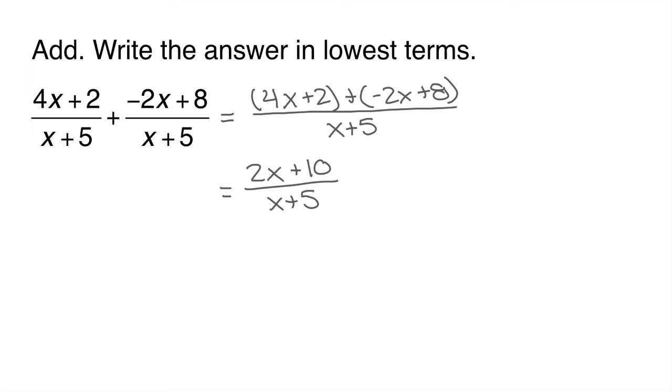Now we'll factor the numerator. Our denominator cannot be factored, but our numerator can. We factor out the greatest common factor of 2, and we have 2 times x plus 5 over x plus 5. Now that we factored, we can see that we have a common factor of x plus 5 in the numerator and denominator that we can divide out, and we are left with 2.